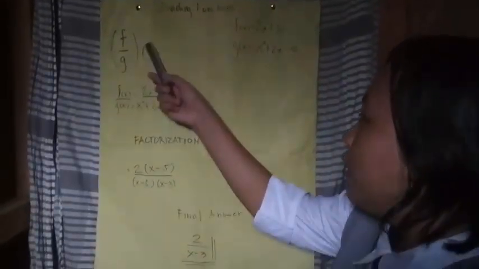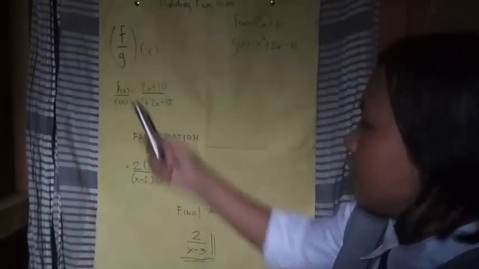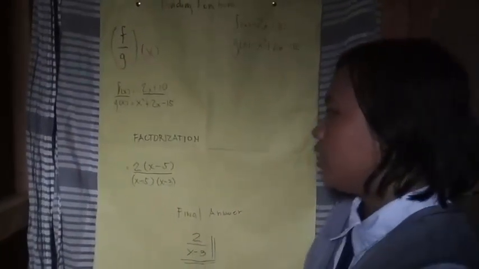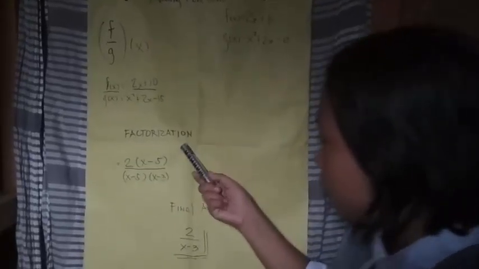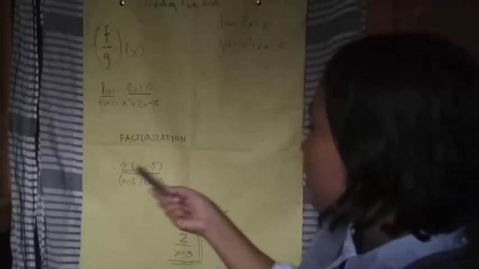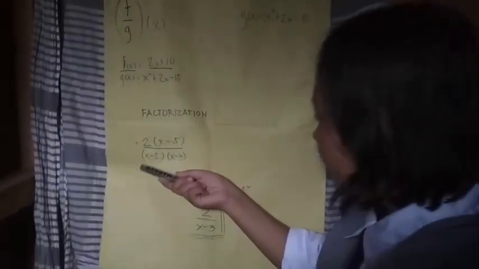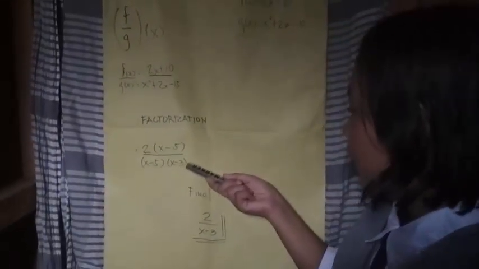Here's another example of dividing functions. f divided by g of x. f of x is 2x plus 10 and g of x is x squared plus 2x minus 15. To simplify these two, we must use the factorization method, which gives us the result of 2 times (x plus 5) and (x plus 5) times (x minus 3).